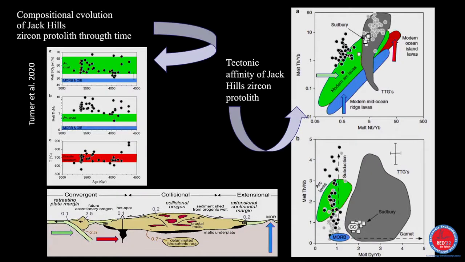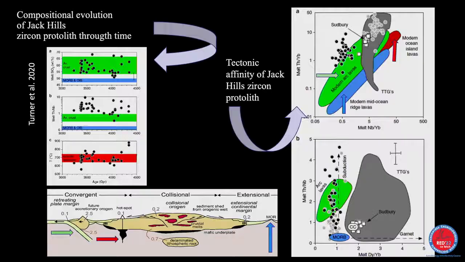almost recently another paper appeared, and the idea about plate tectonics was coming again. Namely, the paper Turner et al. 2020. They measured trace element composition of Jack Hills zircons, and after that they recalculated the trace element composition of the crystals into melt composition, also in ppm.